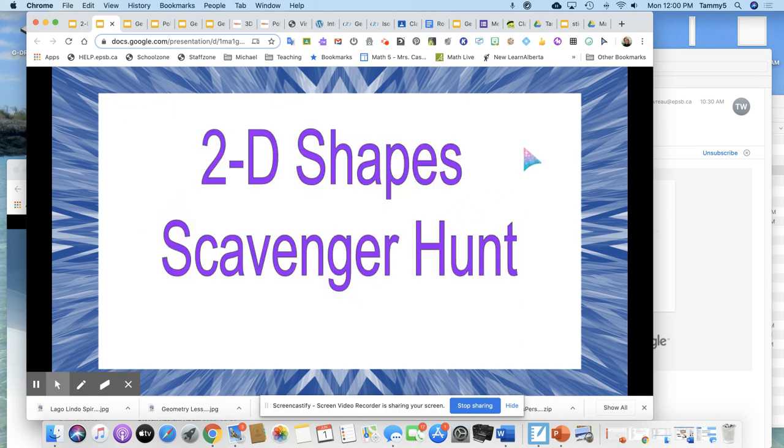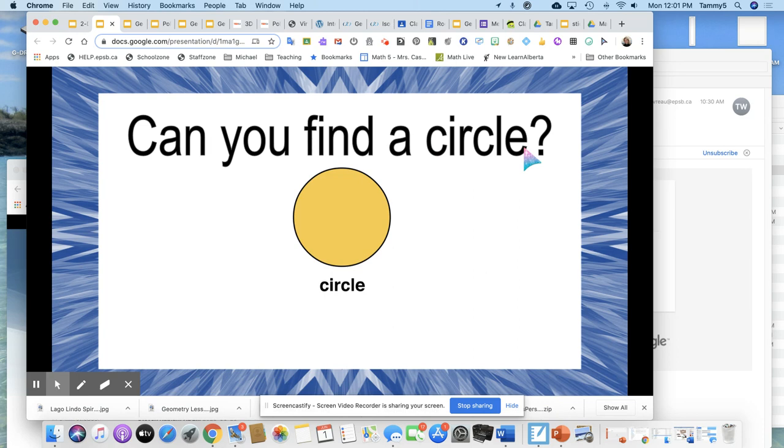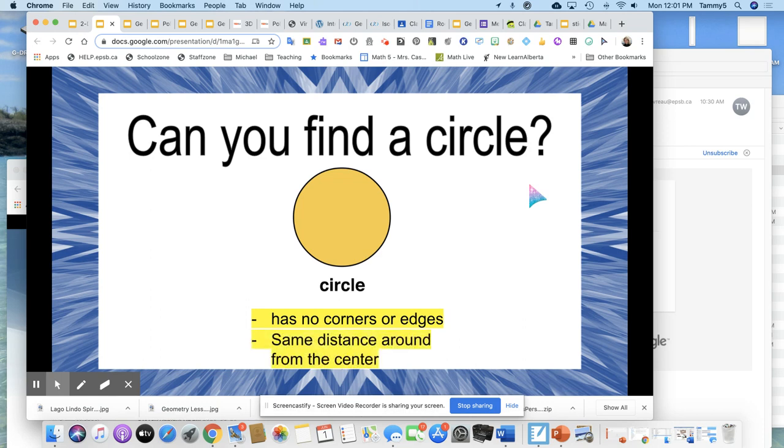Today we're going to go on a 2D shape scavenger hunt in and around our home. Let's start off by trying to find a circle. First of all, circles have no corners or edges. They are the same distance around from the center of the circle. So if we put a dot in the center of the circle and then we drew a line all the way around the circle, that line would be the same length all the way around. So it is equal distance from the center of the circle.